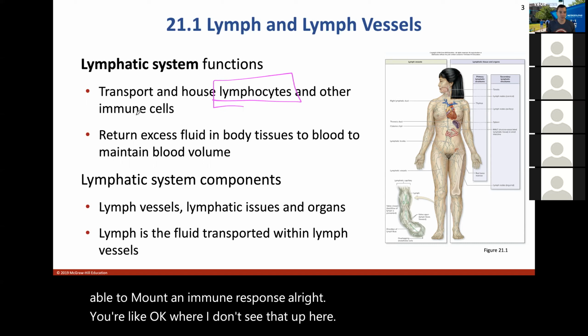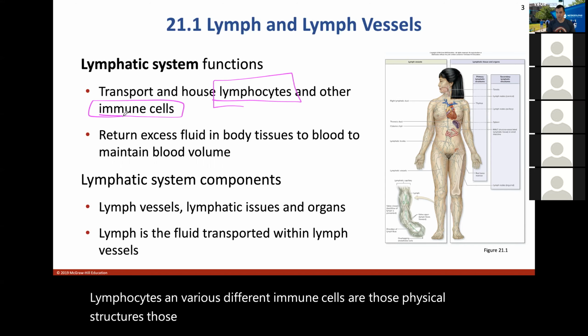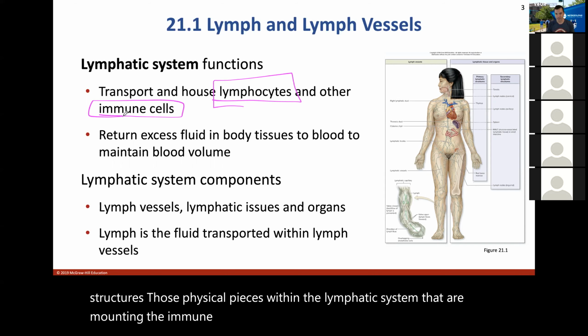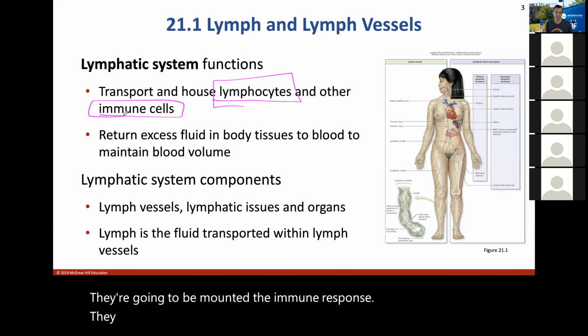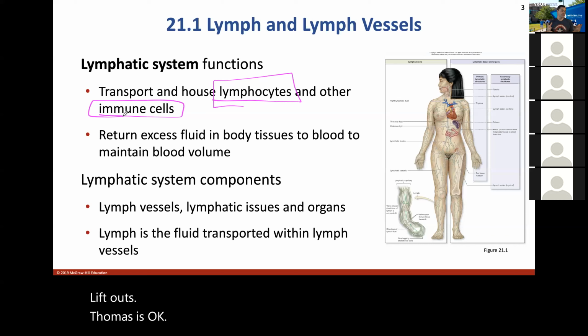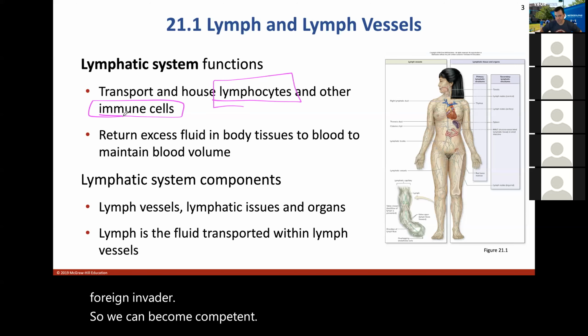lymphocytes and various different immune cells are those physical structures, those physical pieces within the lymphatic system that are mounting the immune response. Our T lymphocytes, our B lymphocytes, all right? They're going to be mounting the immune response. They hang out in various different structures, lymph nodes, tonsils, okay? Diffuse associated tissues. They're just sitting there waiting to be exposed to a foreign invader so it can become competent and then kill.